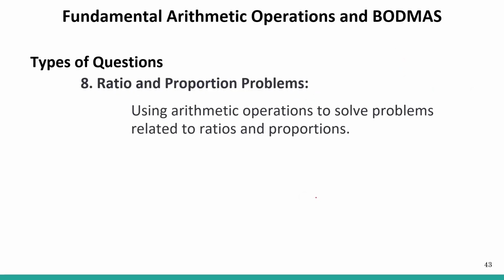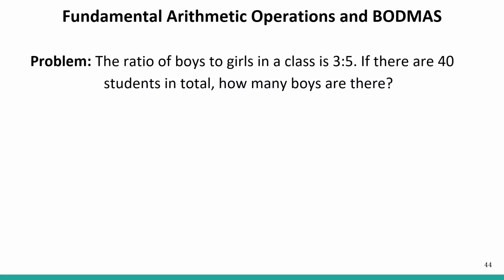Okay. So the eighth kind of problem is on ratio and proportion problems. So using arithmetic operations to solve problems related to ratios and proportions. So the ratio of boys to girls is 3:5. There are 40 students in total. Okay. 3x plus 5x is equal to 40. So this implies that 8x is equal to 40. So this implies that x or 1x is equal to 5. So there are 15 boys, 25 girls.